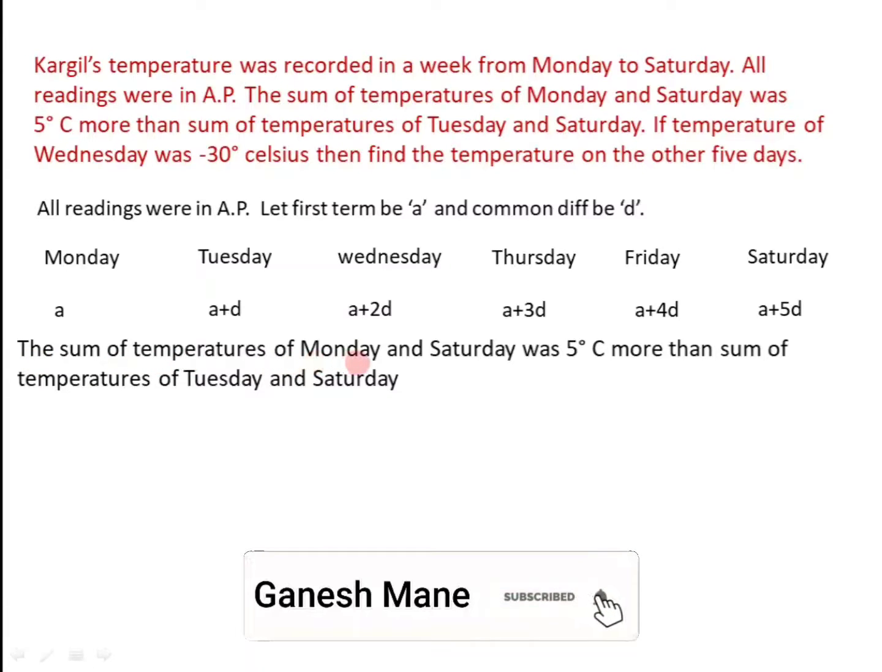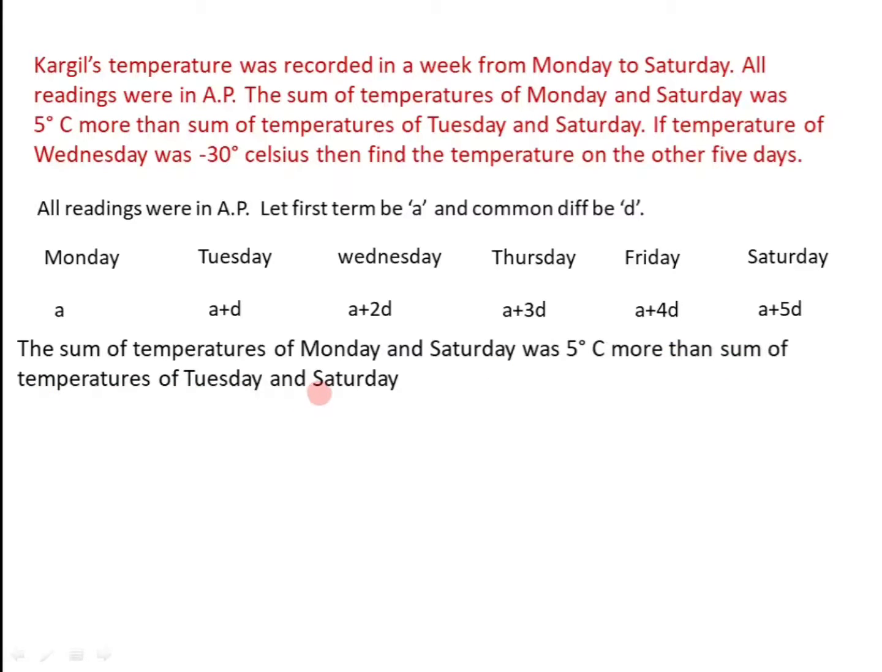The sum of temperatures of Monday and Saturday was 5 degrees Celsius more than the sum of temperatures of Tuesday and Saturday. Now the temperature on Monday is A, and the temperature on Saturday is A plus 5D. If we add these two, A plus A plus 5D, that is equal to the sum of the temperatures of Tuesday and Saturday. On Tuesday we have A plus D, plus A plus 5D. So that would be the sum of temperatures of Tuesday and Saturday.